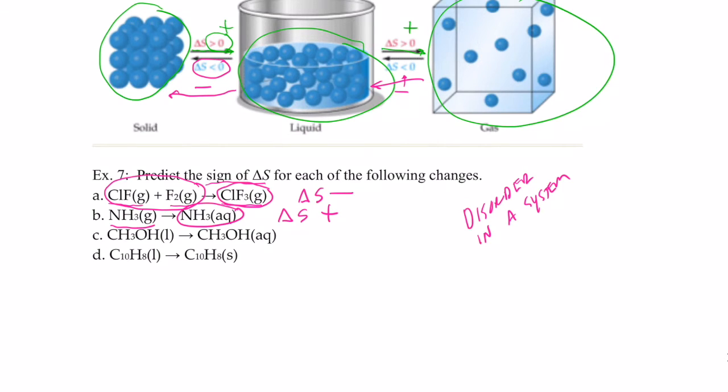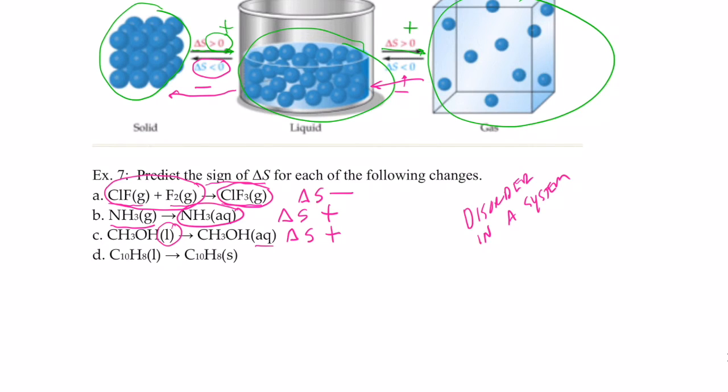Well, if you got the letter B right, you probably got letter C right. Here we're going from a liquid to something dissolved in water. So once again, we would expect the entropy, the degree of disorder in that system, to also increase. All right, how about letter D?